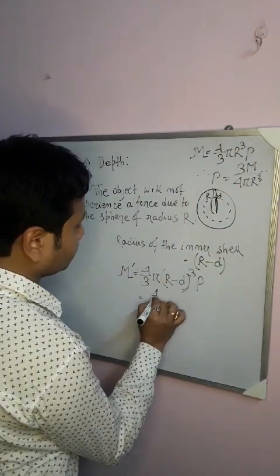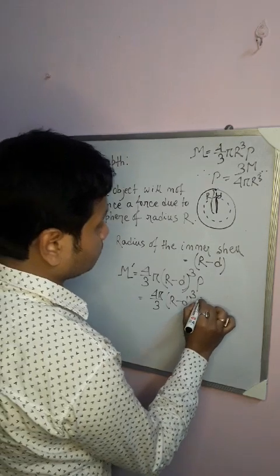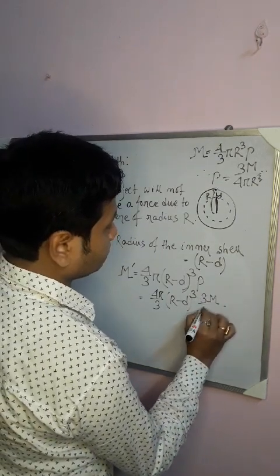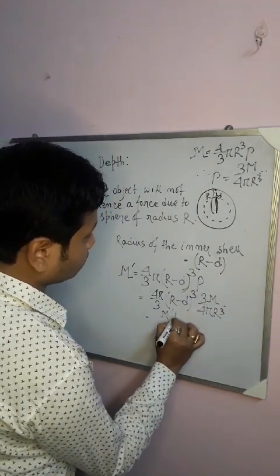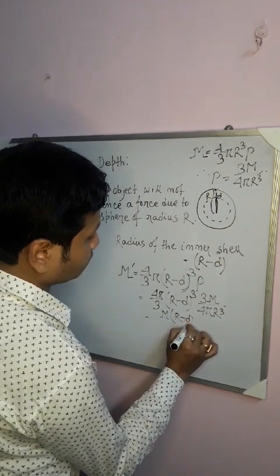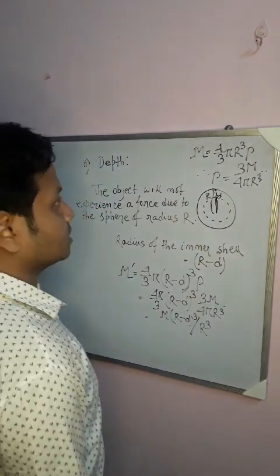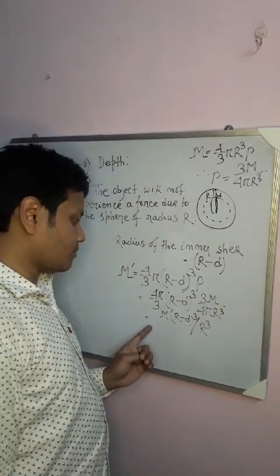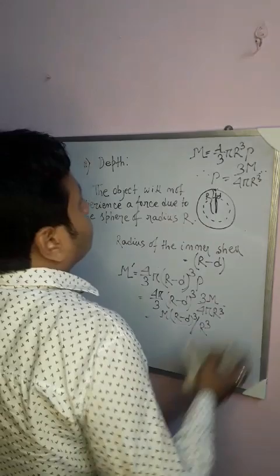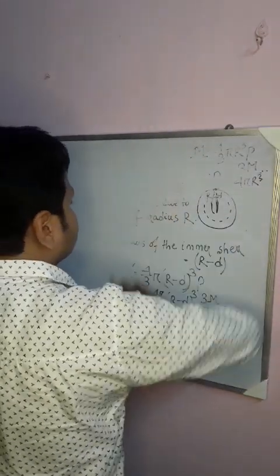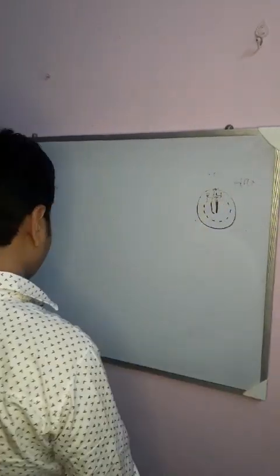So 4 pi upon 3 (r minus d) whole cube times 3M by 4 pi r cube. So M into (r minus d) whole cube by r cube. This is the mass of the spherical shell. We have found the mass of the inner spherical shell, because in order to find the force of attraction, it is necessary to find the mass of the shell. Now we can easily conclude what will be the force of attraction.